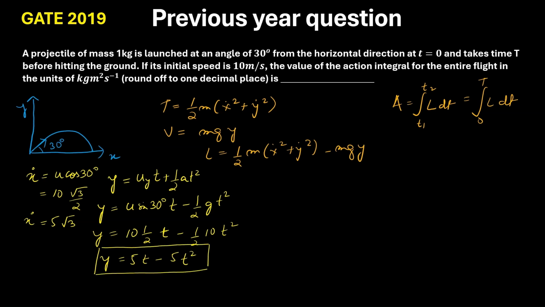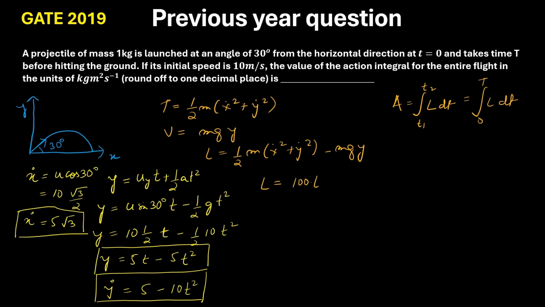the Lagrangian. So from this, if I differentiate again, I'll get y dot. So it will be 5 minus 10t. So now you have got the expression of y and y dot in terms of t. You have got the expression of x dot. Now you can substitute these values in the Lagrangian. When you substitute, you can pause the video and do the substitution. I'm writing the final expression here. So you'll get an expression something like this: 100t square minus 100t plus 50.